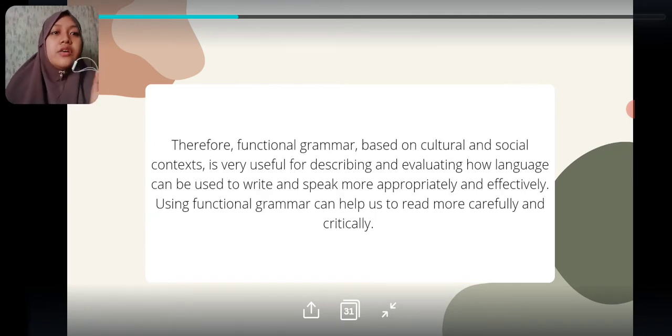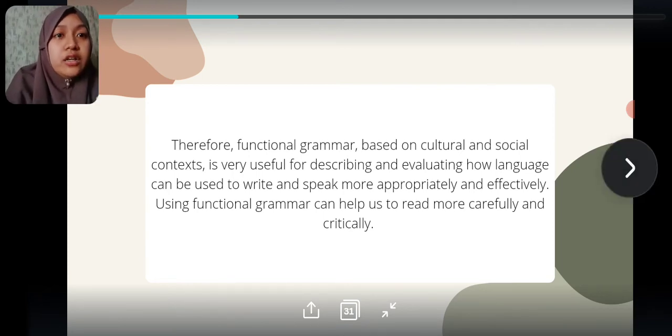Therefore, functional grammar based on cultural and social context is very useful for describing and evaluating how language can be used to read and speak more appropriately and effectively. Using functional grammar can help us to read more carefully and critically.